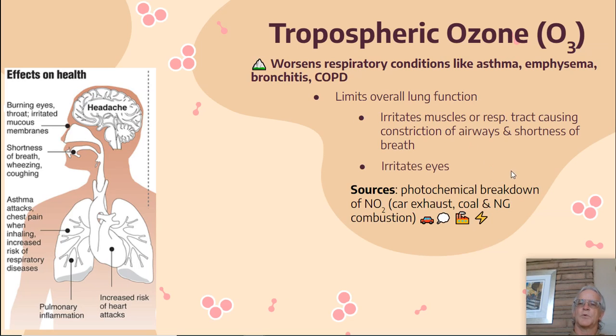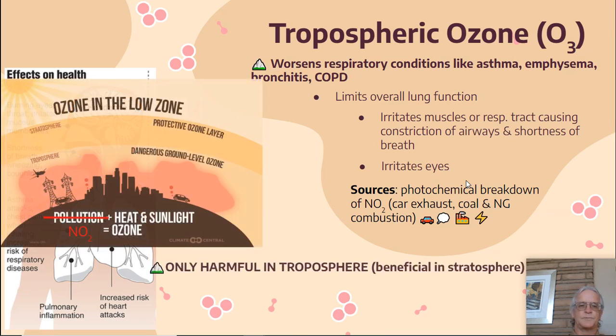It's from the photochemical breakdown of nitrous oxide. In other words, it's photochemical smog, where nitrous oxide combines with volatile organic compounds in the presence of sunlight, leading to ozone. It's only harmful in the troposphere. Stratospheric ozone protects us from UV radiation. The troposphere is where it hurts our eyes and causes problems.